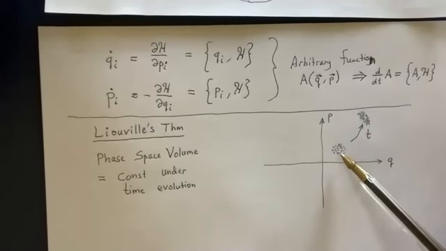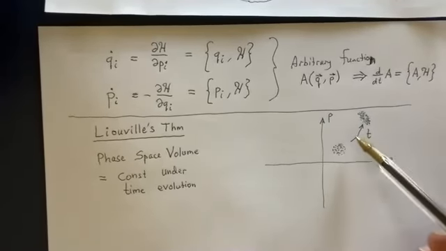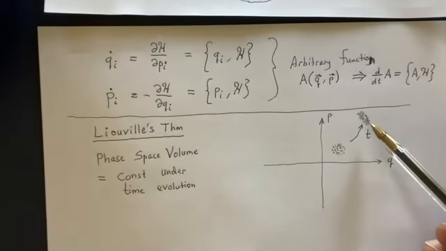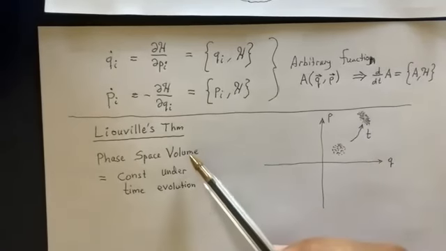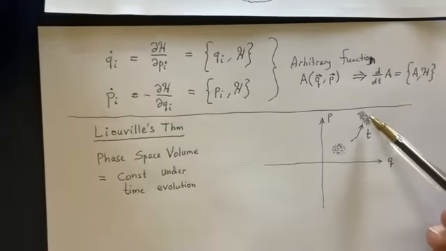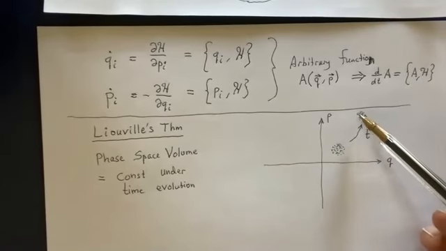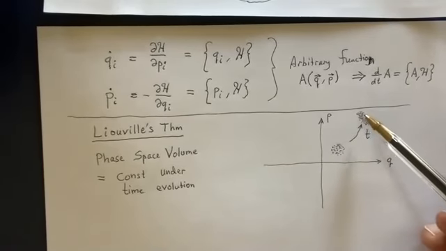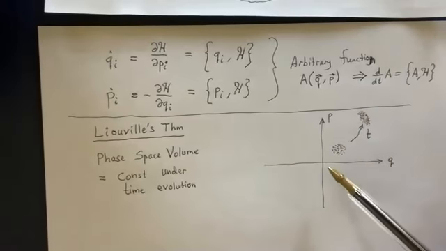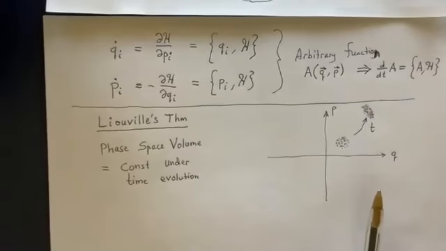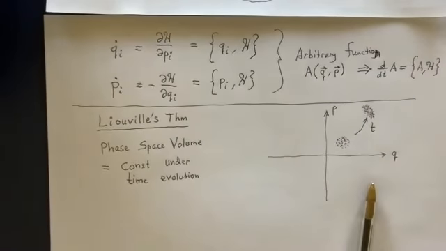Okay, so here's a blob of particles. Later, the shape of the blob of particles may be different, but the volume is constant. So you see how this blob of particles, it's narrower going across like this, and then it's elongated like so. The total phase space volume is a constant under time evolution. So that's important, and that's why you often hear people talk about Liouville's theorem.